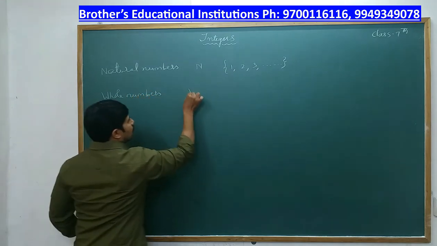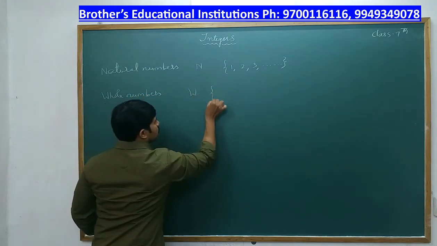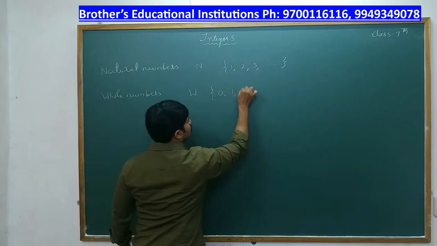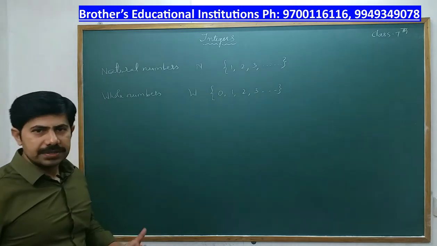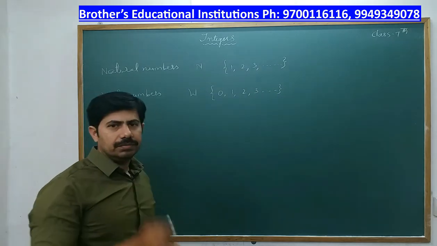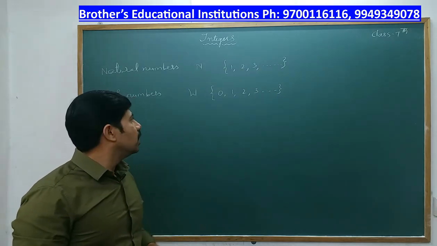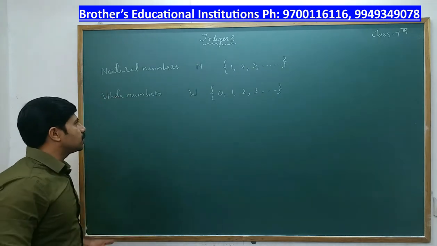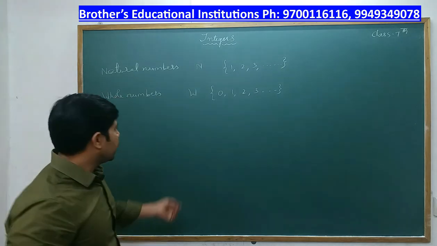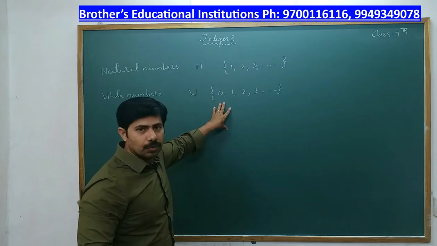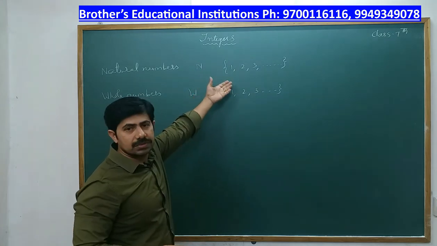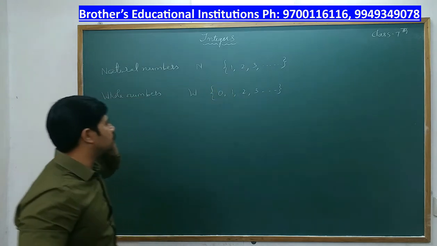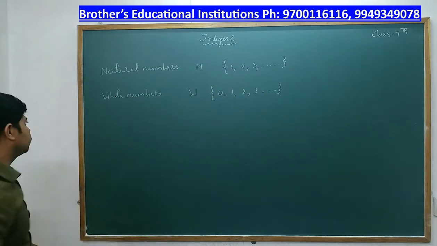Whole numbers are denoted by W. So the whole numbers start with 0 and so on. Here the smallest whole number is 0 and the biggest one is not defined, it goes on. The difference between natural numbers and whole numbers is that whole numbers start with 0 and natural numbers start with 1. So this is the difference between these two. And now we have integers.